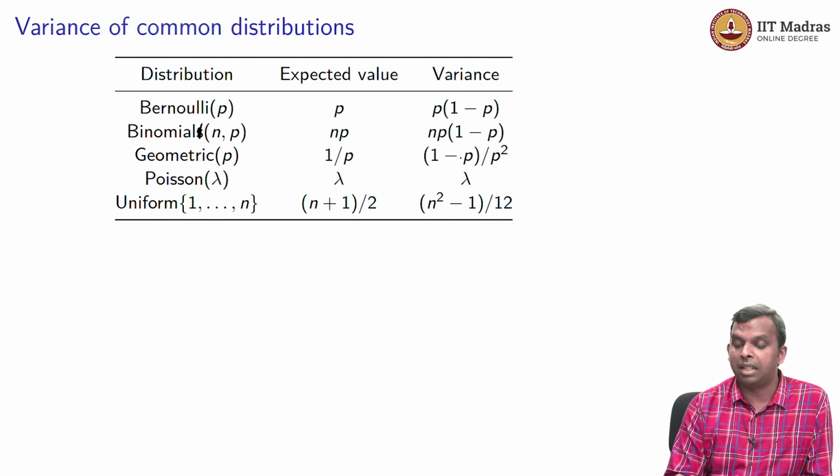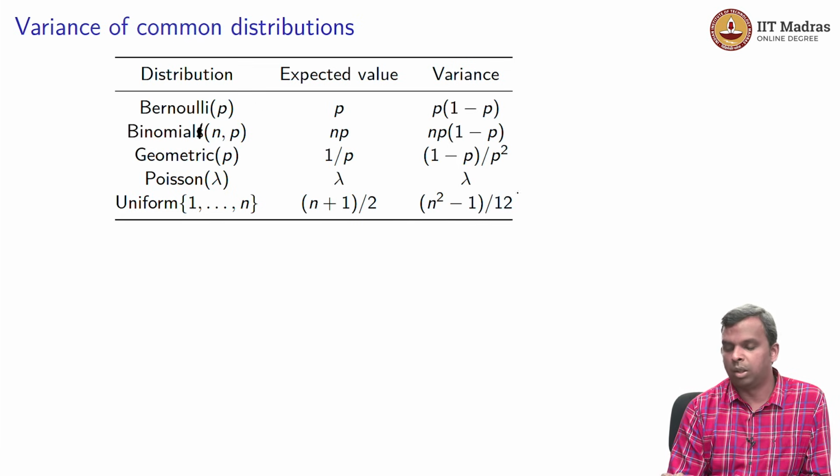Geometric p: expected value is 1 by p, and the variance is 1 minus p divided by p squared. Look at Poisson, it's very interesting, expected value is lambda, variance is also lambda. Then if you take the uniform distribution from 1 to n, expected value is n plus 1 by 2, it's easy to see, and variance is n squared minus 1 by 12. Okay, so that's what it is.